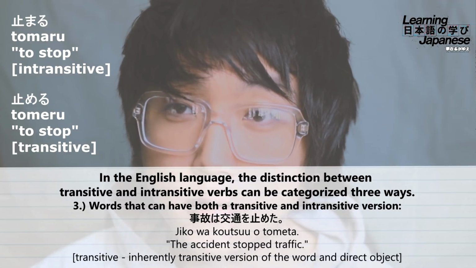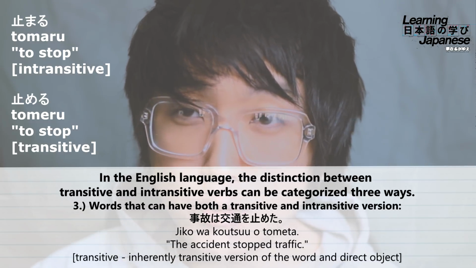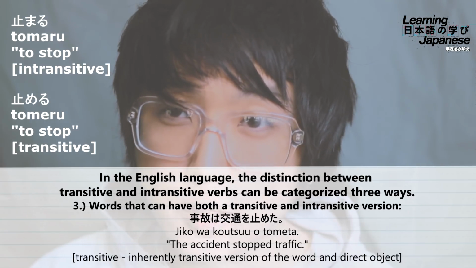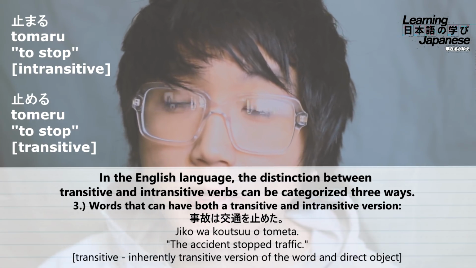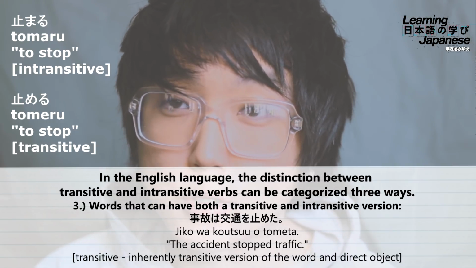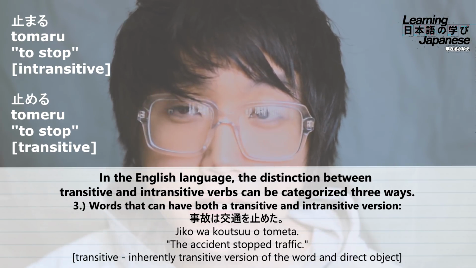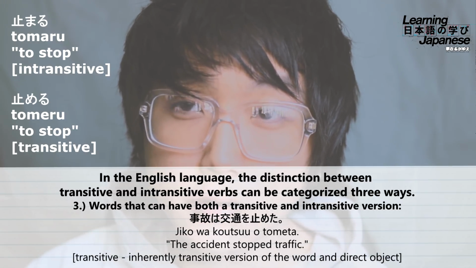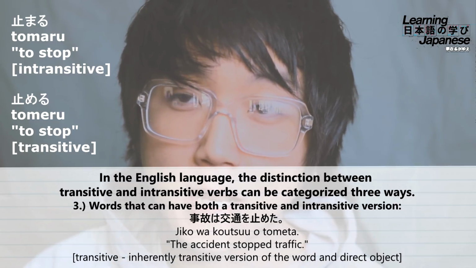We have the word jiko, of course, which means accident. We have the wa marking it as the topic. We have the word kotsu, which translates to traffic. We're going to mark it as a direct object with the direct object marker o. And then we have the verb tomeru, which means to stop something, not yourself. It is conjugated into the past ta form because it happened in the past and it's a plain form sentence.